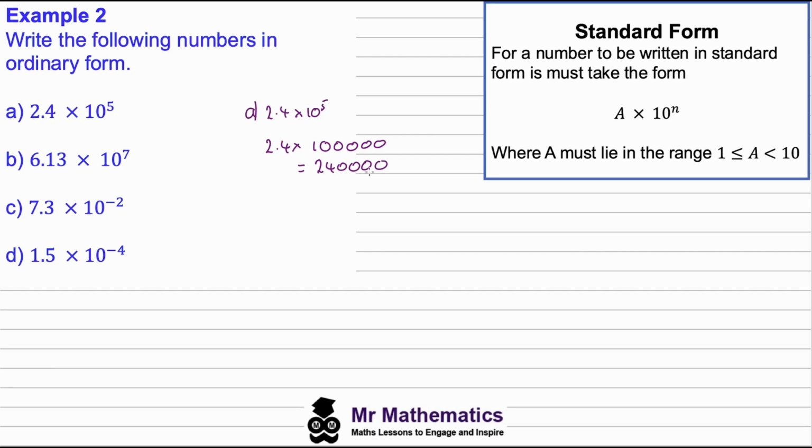Okay? Or we could write 2.4, then we can include lots of zeros, more than what we need. And then we can move the decimal point 5 places. 1, 2, 3, 4, and 5. So it goes to here. So we've got 2, 4, 1, 2, 3, 4 zeros.